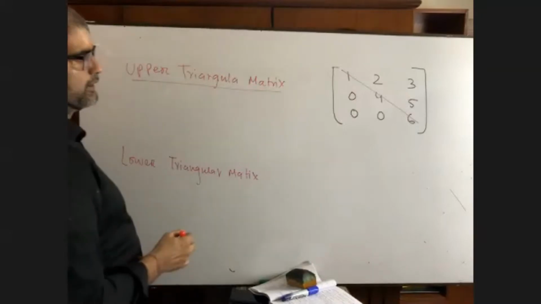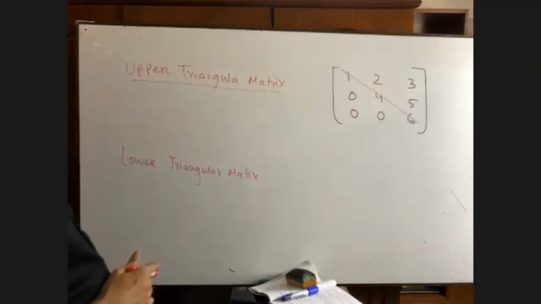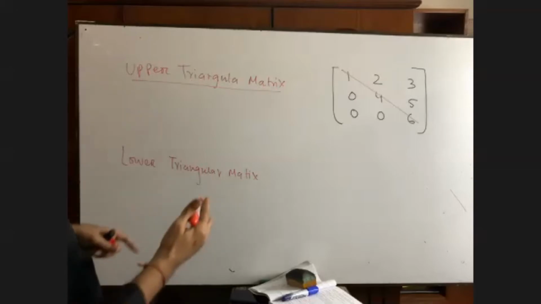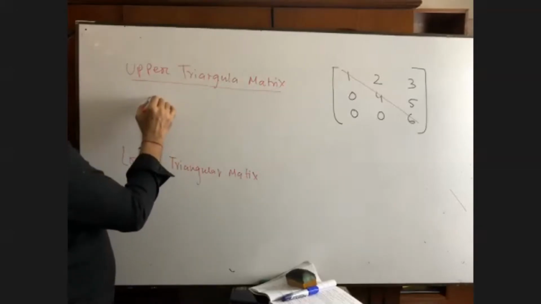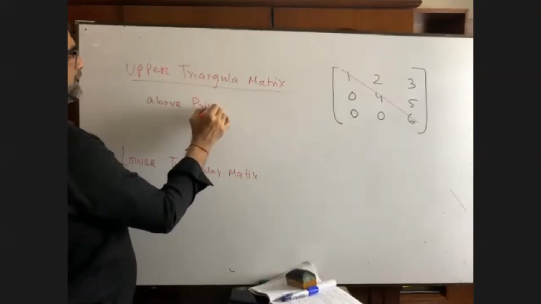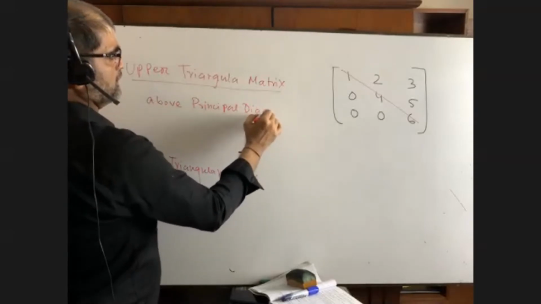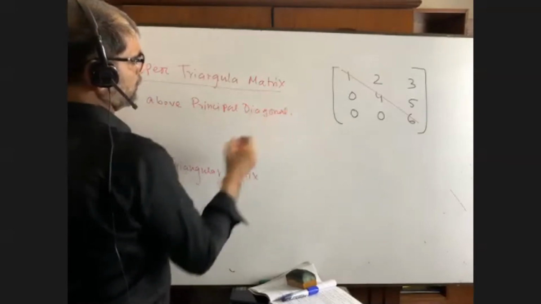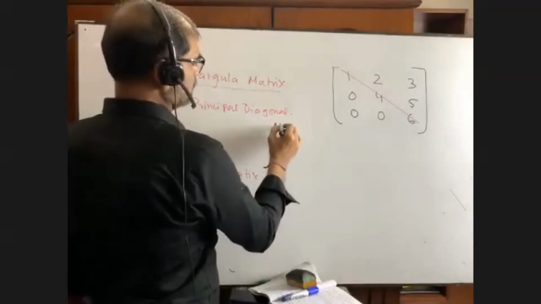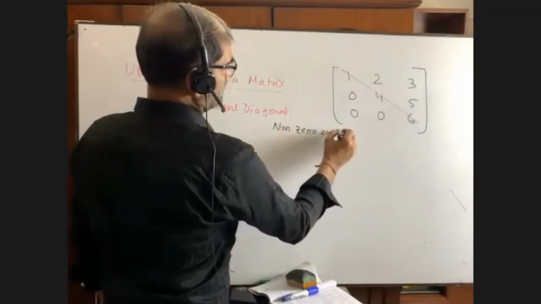Above the principal diagonal, we have non-zero entries. Above the principal diagonal, what are we getting? Non-zero entries. What I am telling you? Non-zero entries. Am I right?